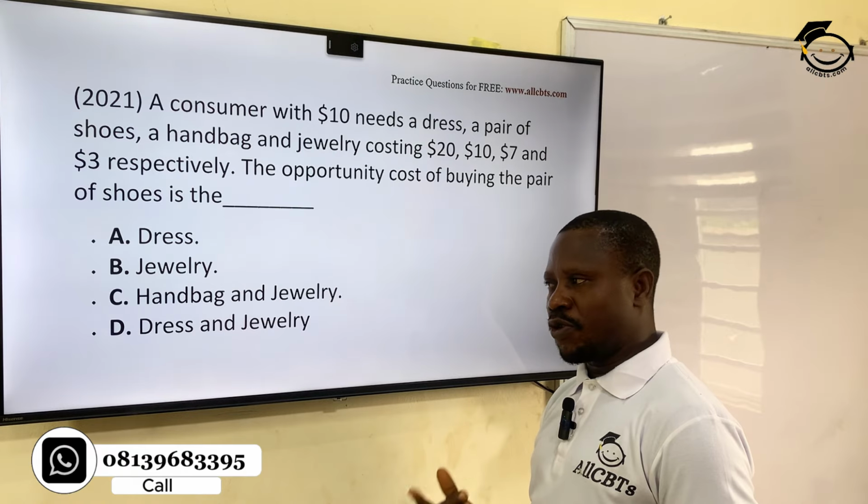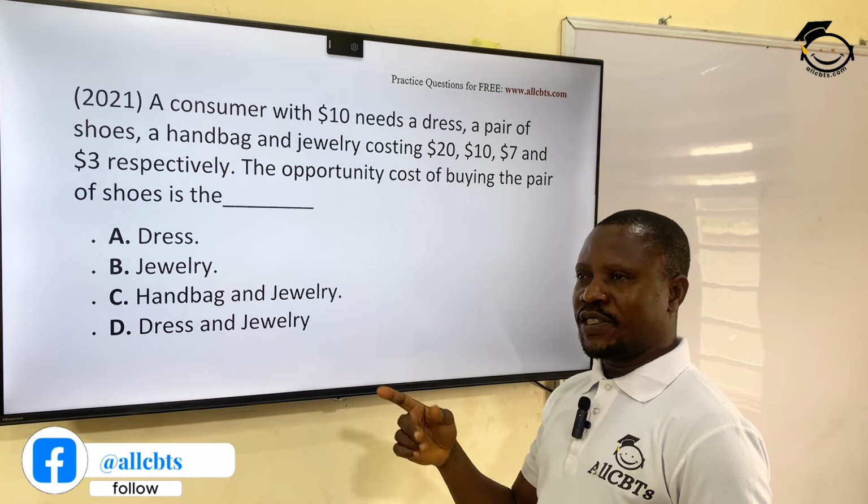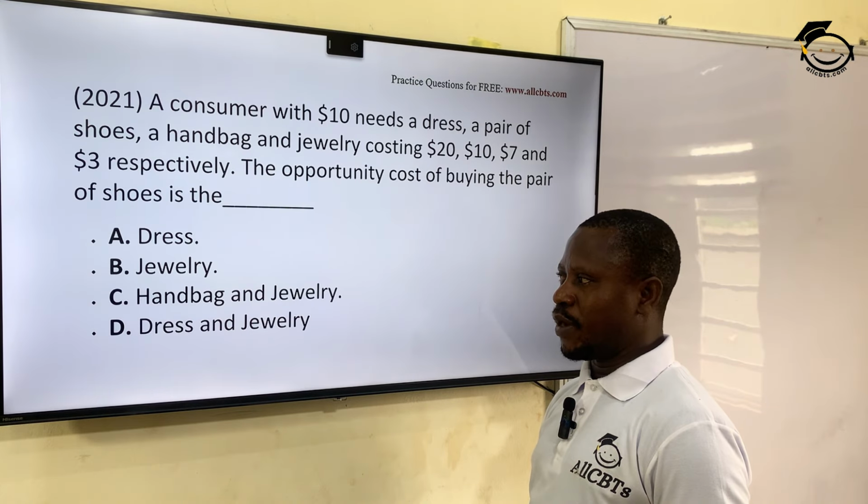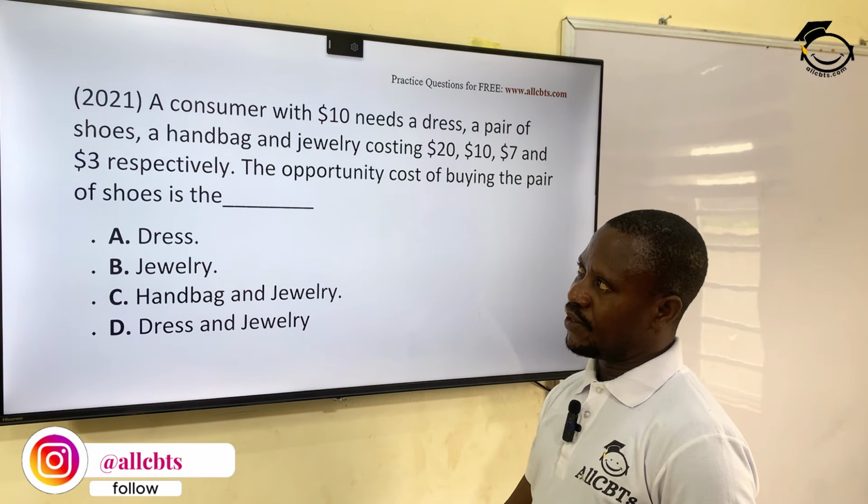Option A cannot be correct because you couldn't afford to buy it. Option B is an incomplete option. And option D, dresses, they cannot afford to buy. So option C is the most correct answer. Okay?